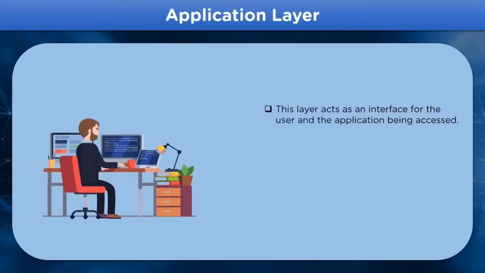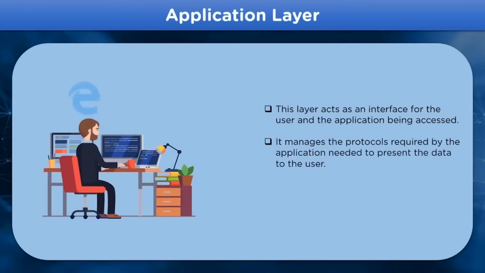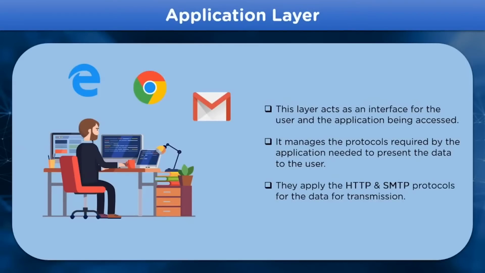The topmost layer in the OSI model is the application layer, which acts as an interface between the user and the applications being accessed, which can be Internet Explorer, Chrome, or any email client. It also handles different protocols needed for data transmission over the network channel, such as the Hypertext Transfer Protocol, the HTTP protocol, and the SMTP protocol, which is the Simple Mail Transfer Protocol.